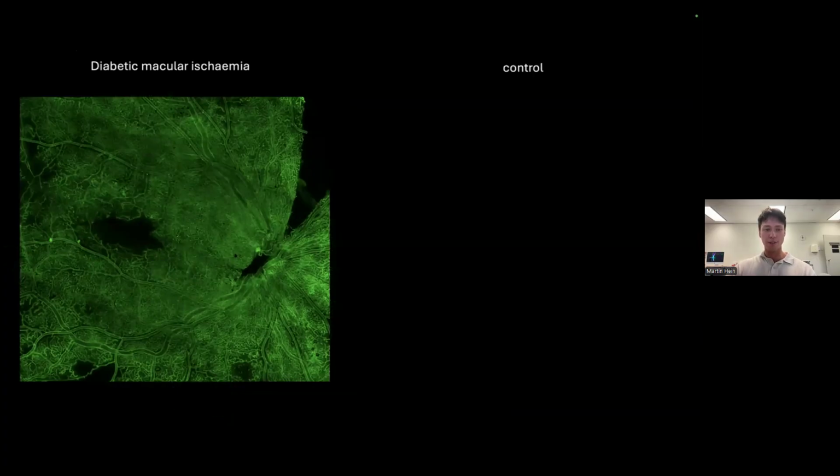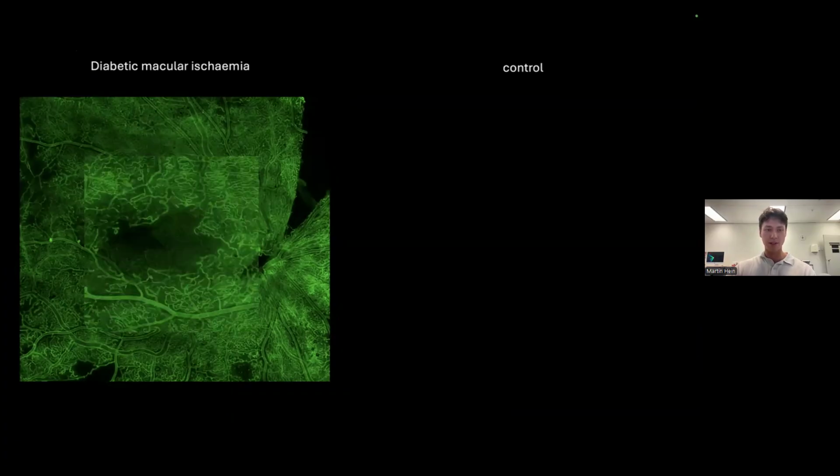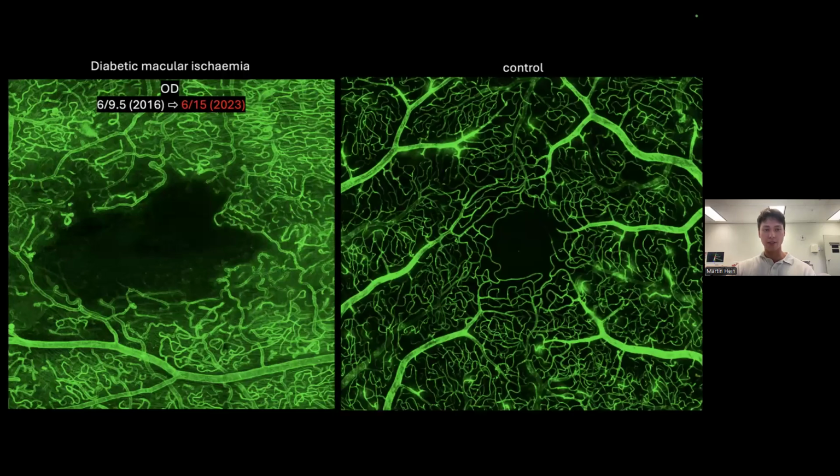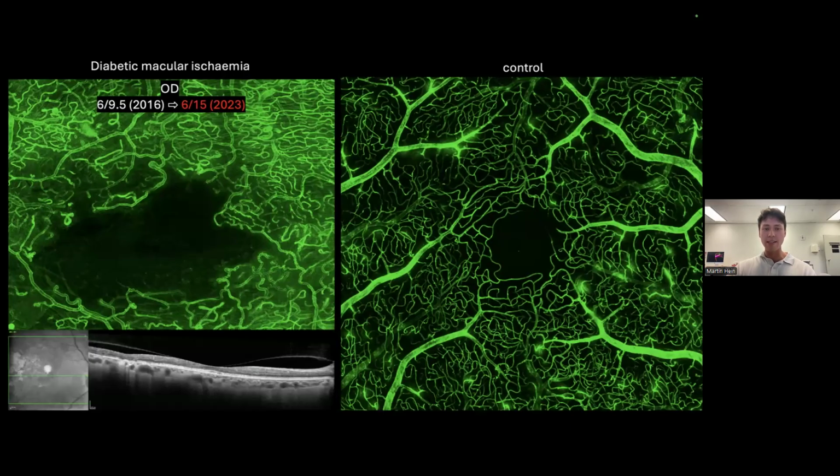So, just for comparison, this is a more zoomed in image of the macula. You can see how enlarged the foveal avascular zone is there, especially when compared to a control eye, where the vasculature is very dense and very organized compared to this case of diabetic macular ischemia. And having seen that, now that we've already assessed the patient the few months beforehand, you can probably gather the picture that a lot of her diminishment in vision over the last 7 years was potentially due to the ischemia in the macula rather than any other type of changes.